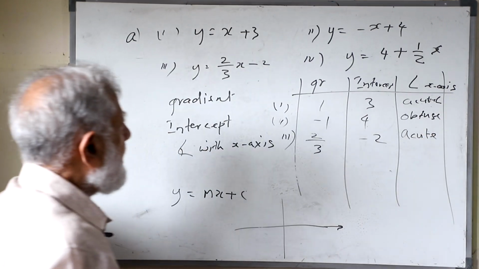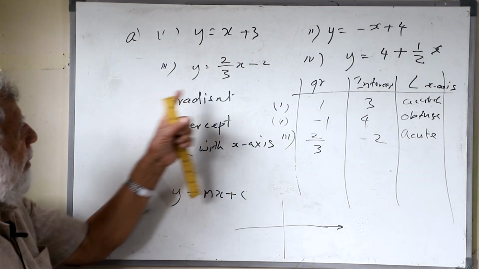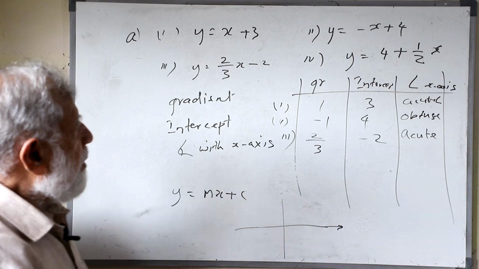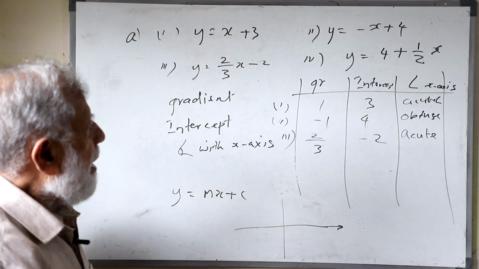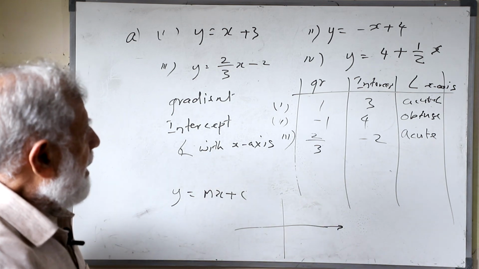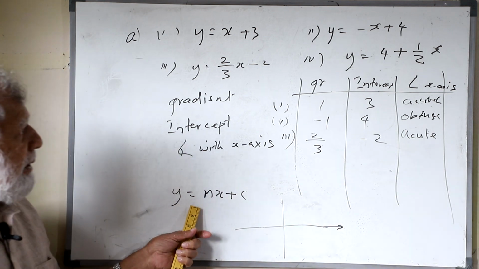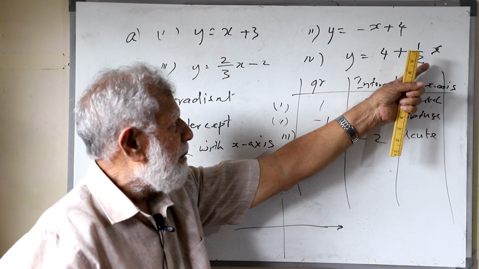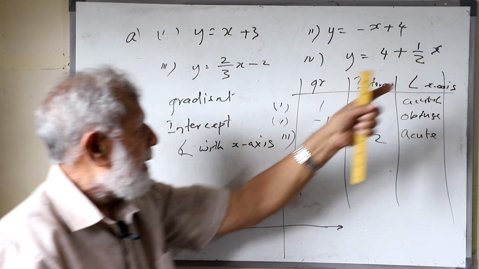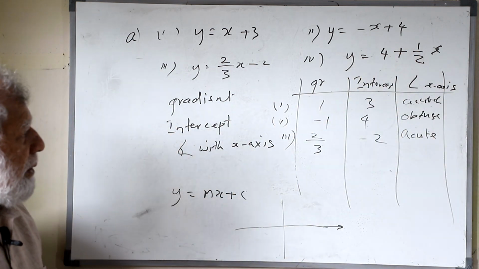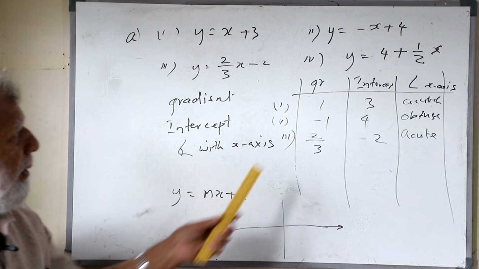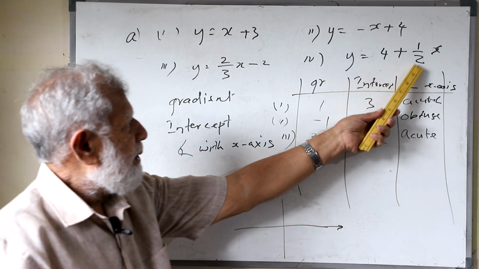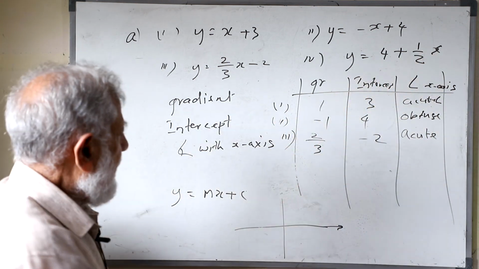Third one is an acute angle. Fourth one, y is equal to 4 plus half x. So when you make it mx plus c, here the x is coming first. This way is also okay, because the signs are the same. So y equals mx plus c. The coefficient of x is half, so the gradient is half here.